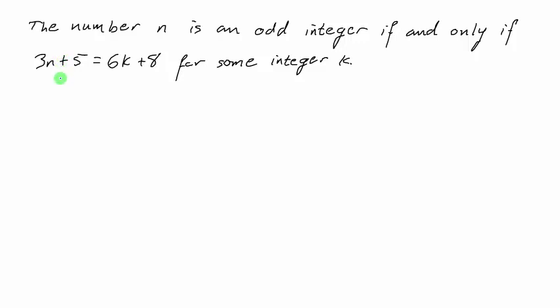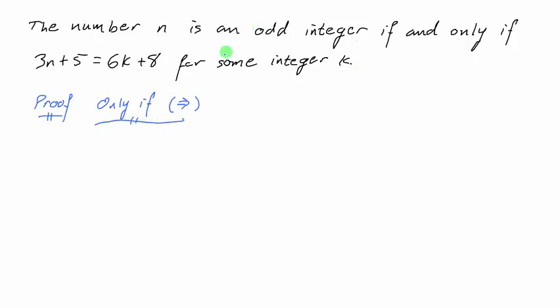Here we're going to prove that the number n is an odd integer if and only if 3n plus 5 is equal to 6k plus 8 for some integer k. We have an if and only if statement, and so we need to prove both directions of that. I'll start with the only if, which is the arrow pointing in that direction.